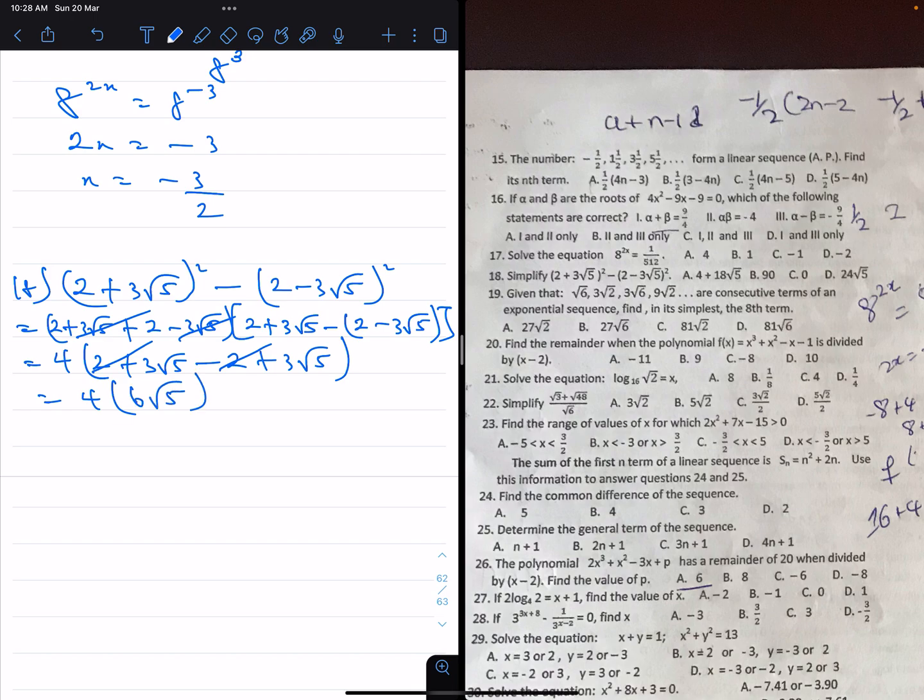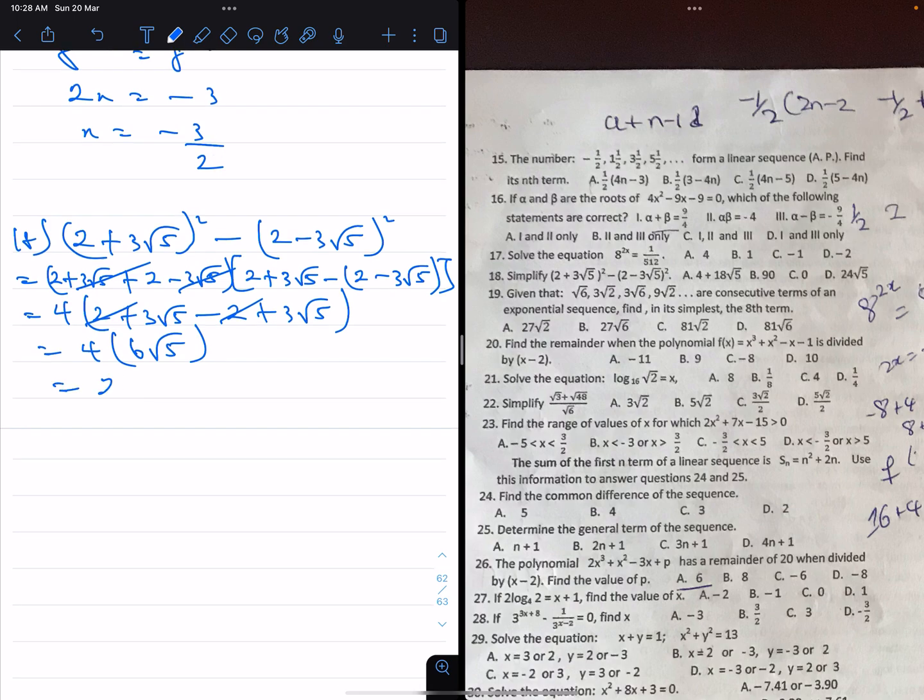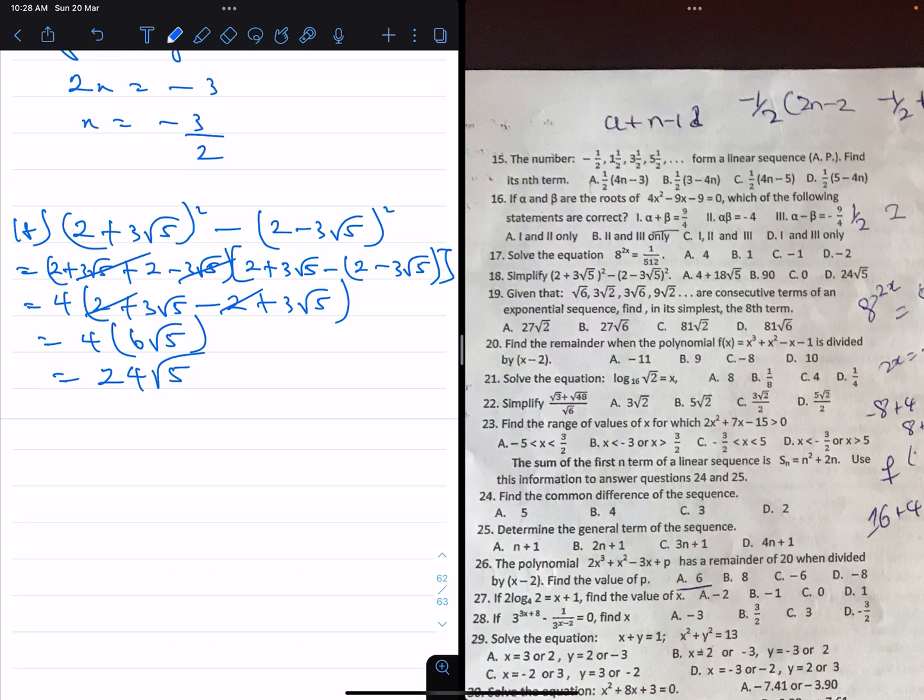Beautiful. What are these two? Which two? This one. When I open the bracket here, this one became minus 2. Exactly. And these two. Do you understand? So what's the answer? 24 root 5. Wasn't that a piece of cake? 24 root 5. Which of your options matches that?